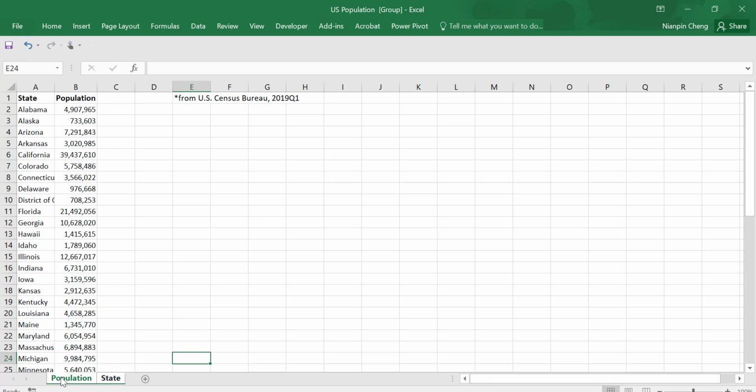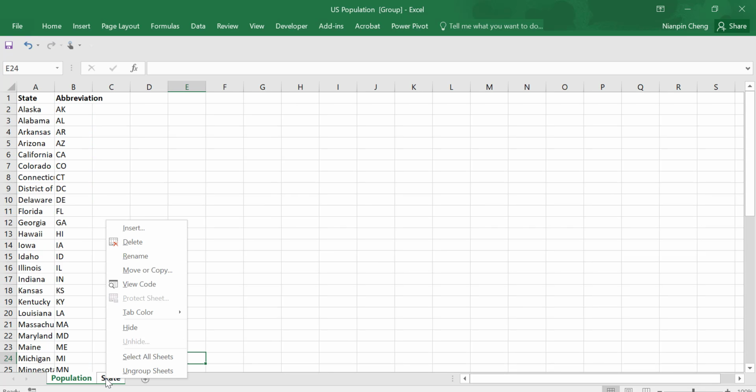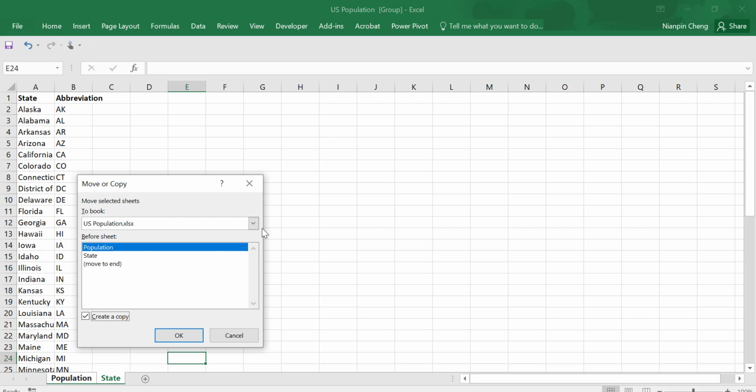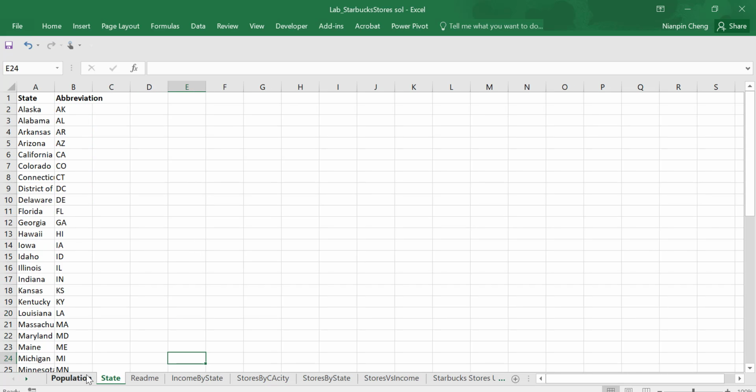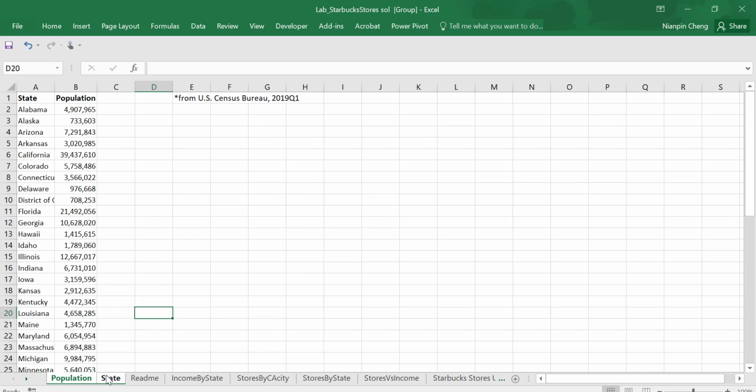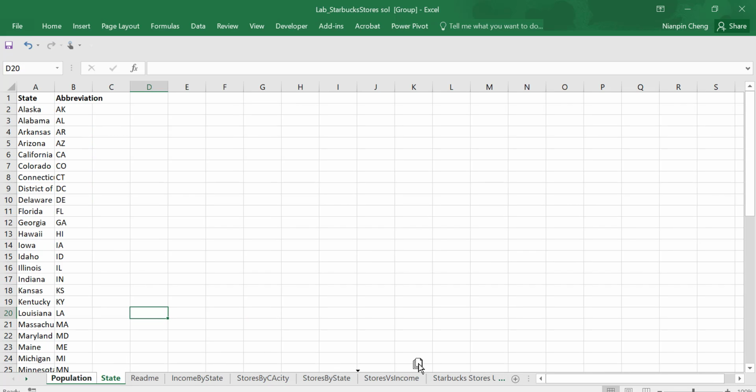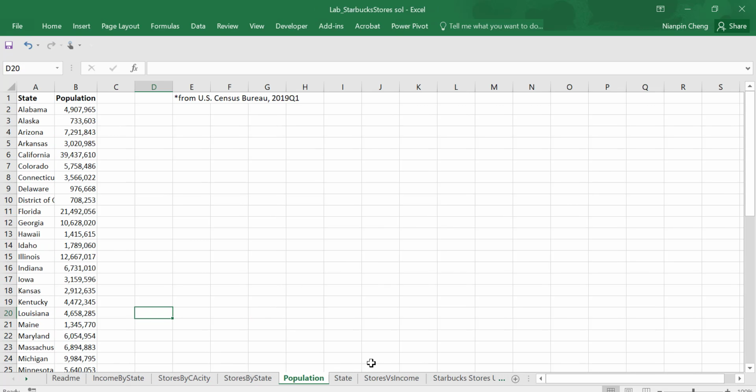You just click, and shift, so you click both, and right click, move, you just create a copy. You open your lab file, click OK. So you include the data here. So I use shift and then I move to the right place. Okay.